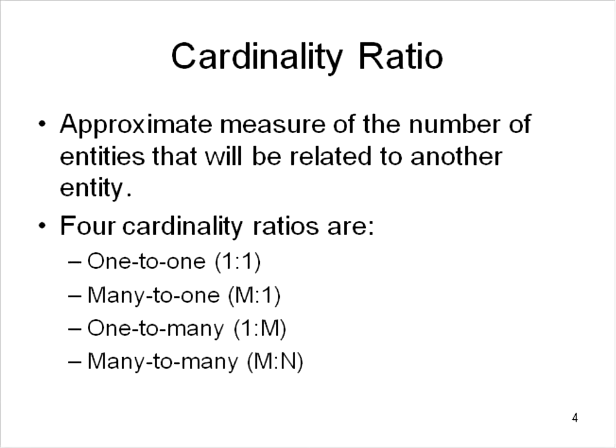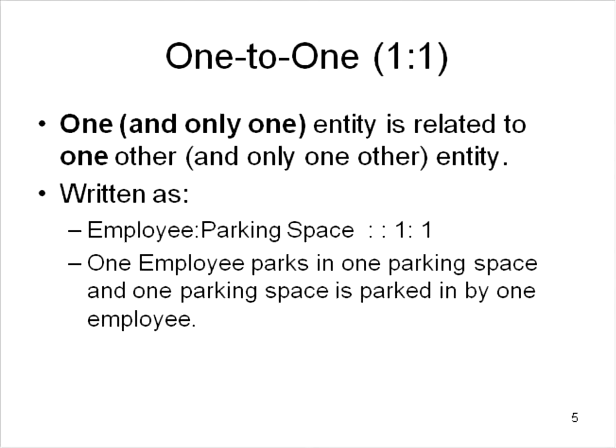We have what's called a cardinality ratio between two entities. The cardinality ratio is an approximate measure of the number of entities that will be related to another entity. So there are four kinds of cardinality ratios. There's a one-to-one ratio, a many-to-one ratio, one-to-many ratio, and a many-to-many ratio. And again, I'll discuss every one of these ratios in order. So first, starting with the one-to-one ratio.